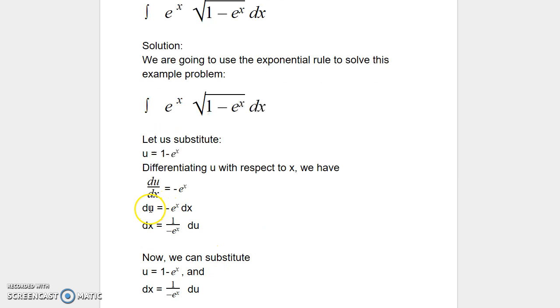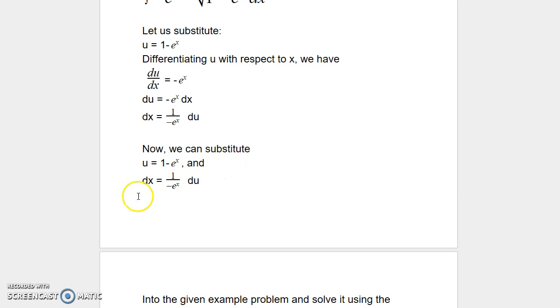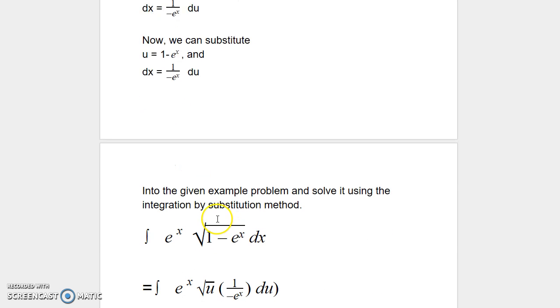So therefore, I can write this as du is equal to minus e to the power of x dx. If I have to express this in terms of dx, I can write it as dx is equal to 1 over minus e to the power of x du. Now, we can substitute u as equal to 1 minus e to the power of x, and wherever we see dx, I can write 1 over minus e to the power of x du into the given example problem, and then use the rules of integration and solve this example problem.